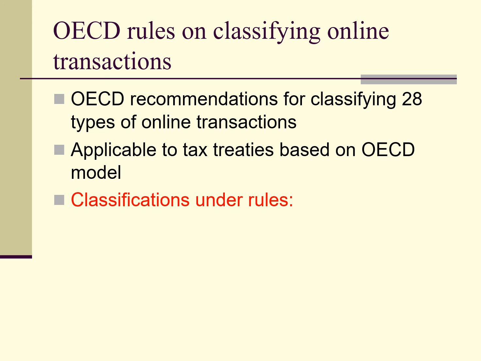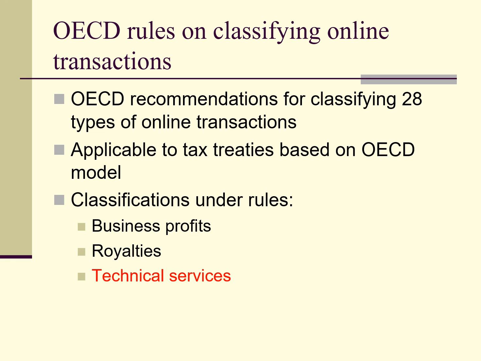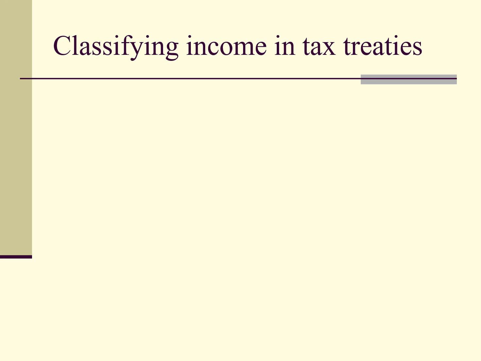These rules concern themselves primarily with the question of whether specific online transactions result in business profits, royalties, and in some cases, technical services. Now, you may wonder why the OECD rules concentrate primarily on these three types of income, and the reason is tax treaties focus mainly on these types of income.